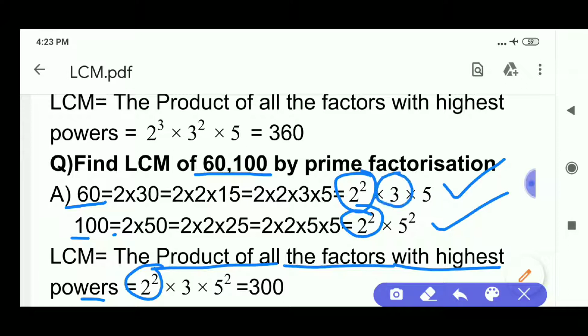We have 3 here. Here there is no 3. No 3 means 3 power 0. 3 means 3 power 1. So among 3 power 1 and 3 power 0, 3 power 1 is highest power. 5 square. The highest power is 5 square. So it is 2 square into 3 into 5 square. Its answer is 300. So LCM of 60 and 100 is 300.